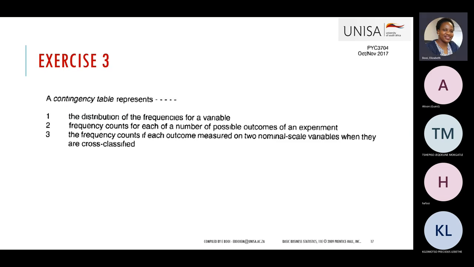A contingency table represents, some of you might have joined late, but if you know the answer, you can answer. One, a distribution of the frequency for a variable? Two, a frequency count for each of the number of possible outcomes of an experiment? Three, the frequency count of each outcome measured on two nominal scale variables when they are cross-classified. Is it one, two, or three? What were we talking about today?